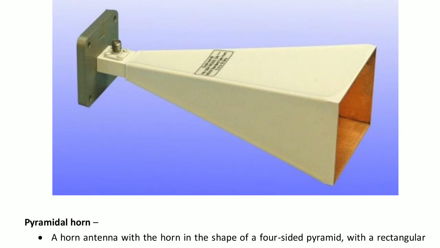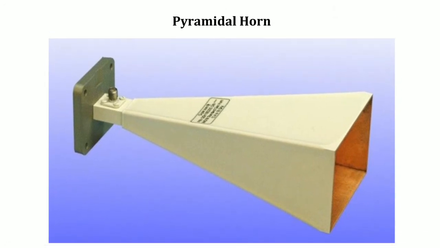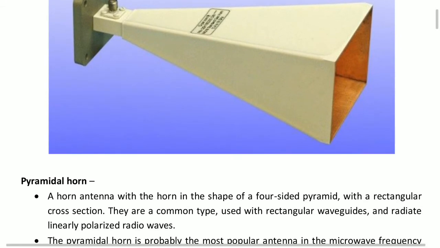There are some other types of horns also, like conical horn or exponential horn. For those horns, a circular waveguide or cylindrical waveguide is used. But in the case of the pyramidal horn, we can see from this picture a rectangular waveguide is used to feed the horn.